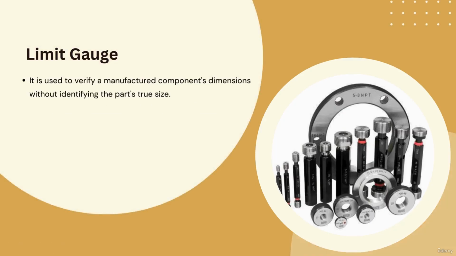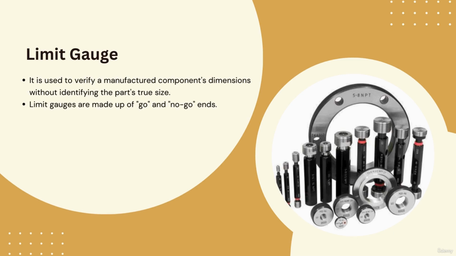Now the next one is the limit gauge. It is nothing but, if you have a shaft, in the shaft there are central holes placed at particular locations with a specific diameter. You want to know whether the diameter is within our range or not. That's why you cannot use a height gauge or a vernier caliper to measure this type of area. You are only able to use a limit gauge.